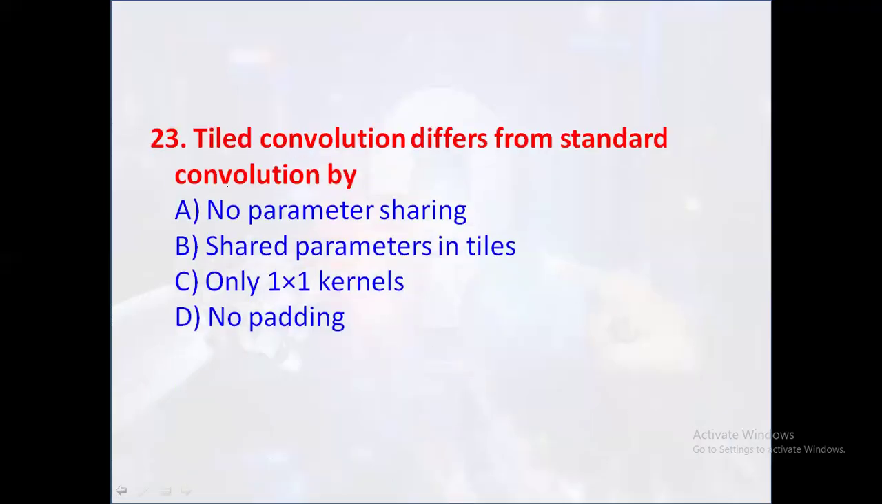And tiled convolution differs from standard convolution in how? No parameter sharing, shared parameters in tiles, only 1 cross 1 kernel, or no padding. The answer is naturally shared parameters in tiles. The bigger images are split into small tiles. After processing, we are going to join them together.